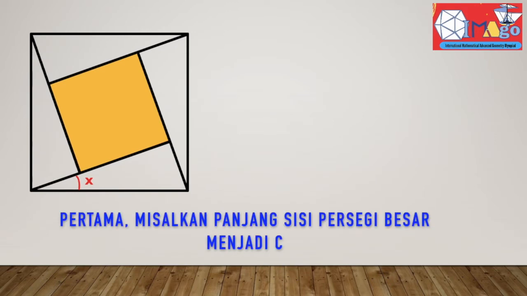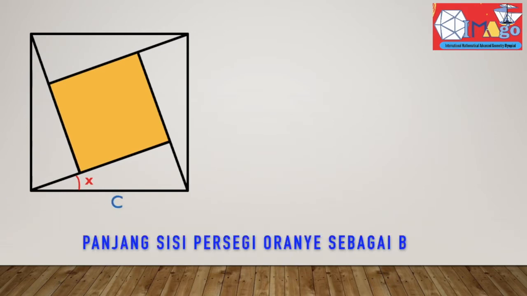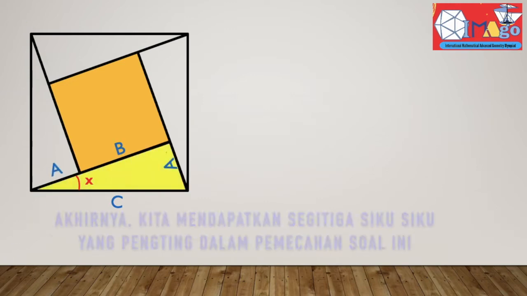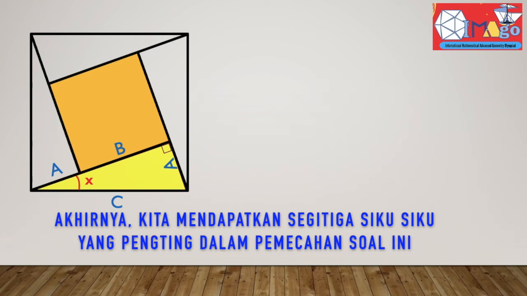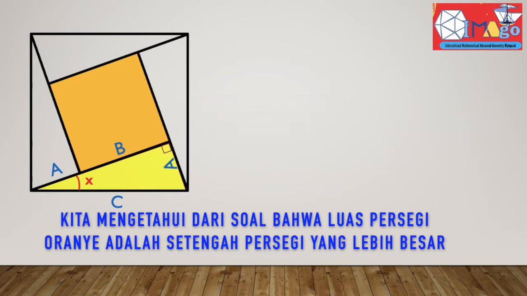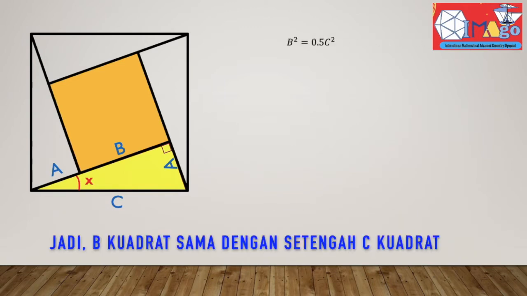First, let the side length of the larger square be C, the side length of the orange square be B, and the distance between the two squares be A. Finally, we have a right angle triangle from all of those that will be important in solving this question. Now, we know from the question that the area of the orange square is half of the larger square. Hence, B squared is equal to half of C squared.